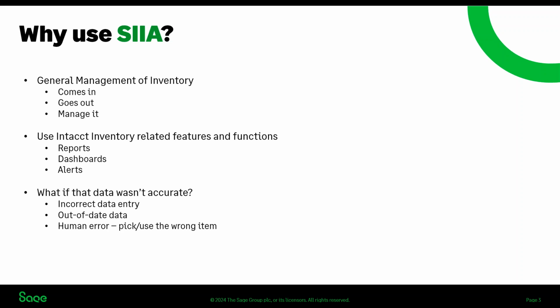But when you're not using a solution like this, you start to question, what if my data is not accurate? If I'm having people enter data incorrectly, just by accident, people make mistakes. Maybe the data is out of date. Maybe it takes a while to get that information in there. Or you just have the human error side of things where somebody's grabbing the wrong item to maybe relieve inventory. So these are all reasons that people would want to use a solution like this.